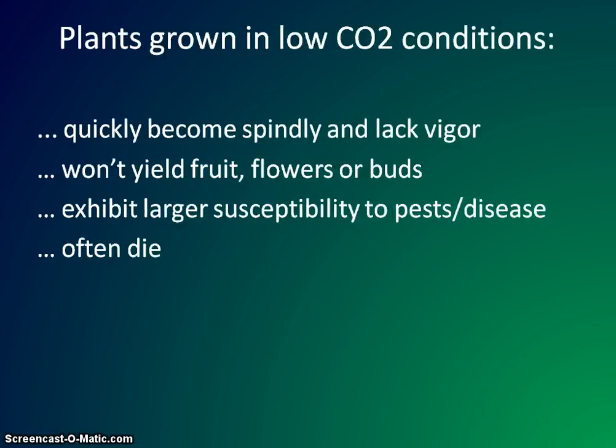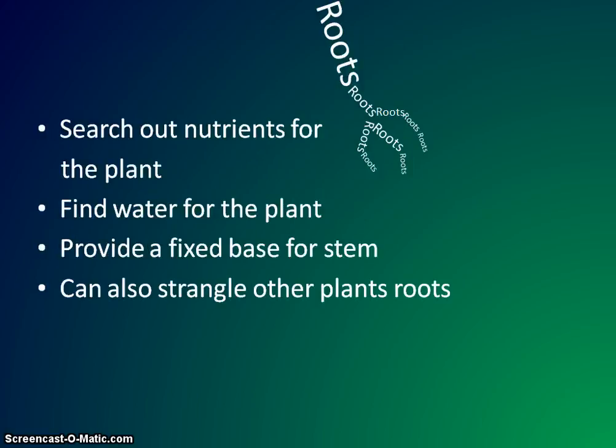Plants grown in low CO2 conditions quickly become spindly. The reason for that is they're not getting enough food from the atmosphere, because they need to fix carbon. They're a carbon-based life form, and they get their carbon from the atmosphere. So without carbon dioxide, they're not going to yield fruit, they're not going to yield flowers, and they often die due to increased susceptibility to disease.